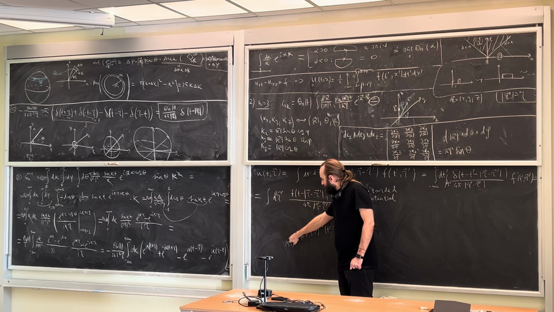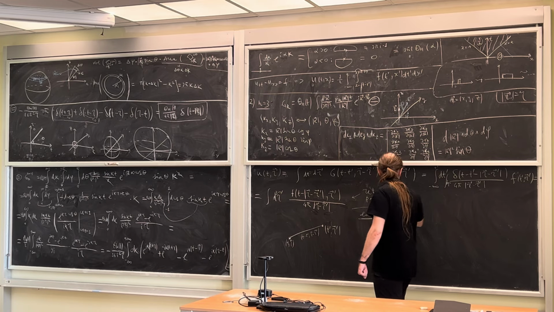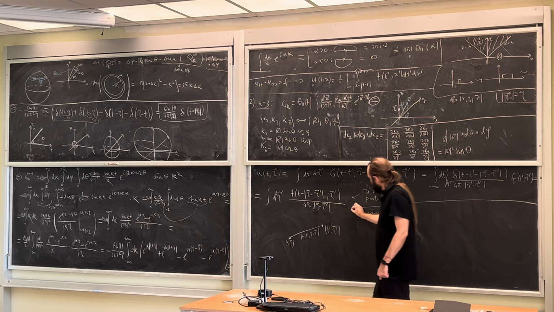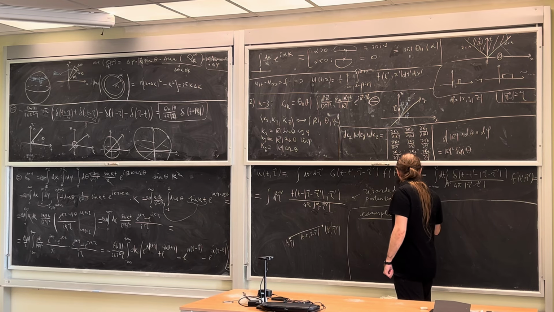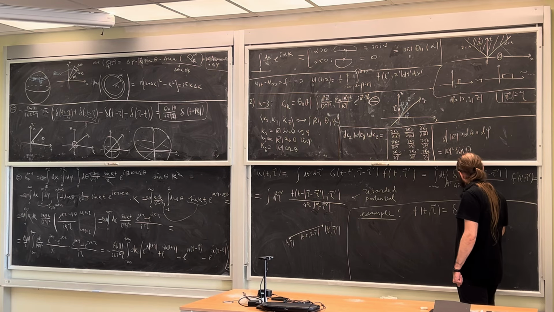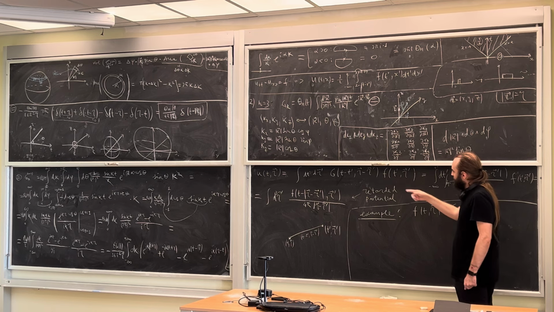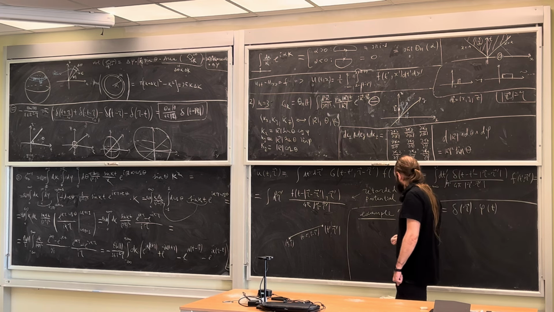So let us consider this example. Let us say that f of t and r is just a point source at the origin, a delta function times a function of t. And let's substitute it into this formula.